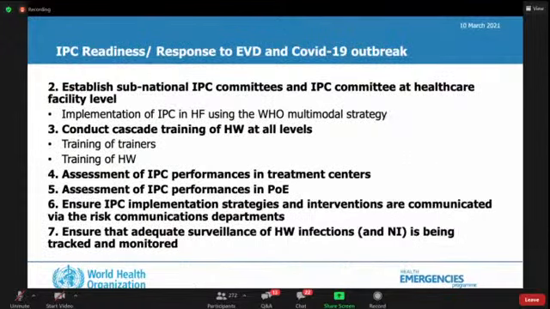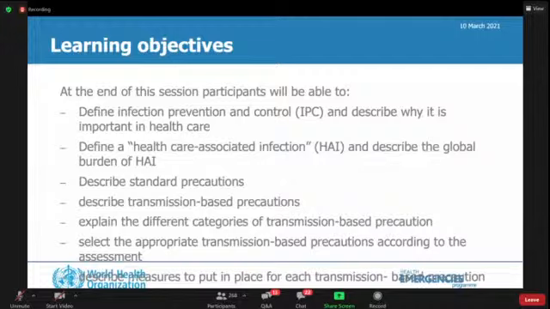And lastly, we need to ensure that there is coordination with the teams, surveillance. We need to do surveillance of health worker infections, to track them and to monitor them and to respond according to the gaps that have been detected in the facility. So I hope that I have covered more or less the different aspects of this presentation, focusing on the transmission-based precautions of the two diseases. Thank you, and over.